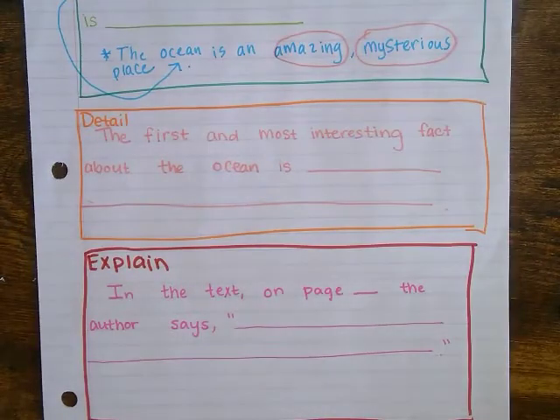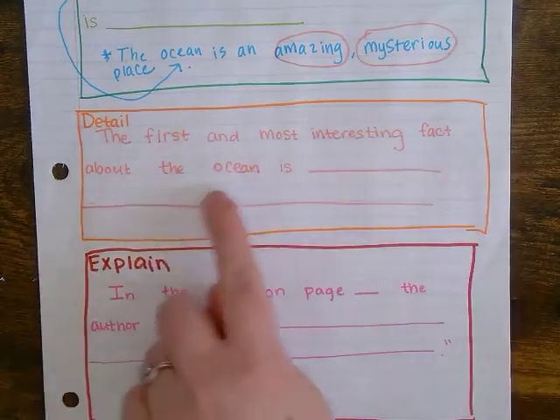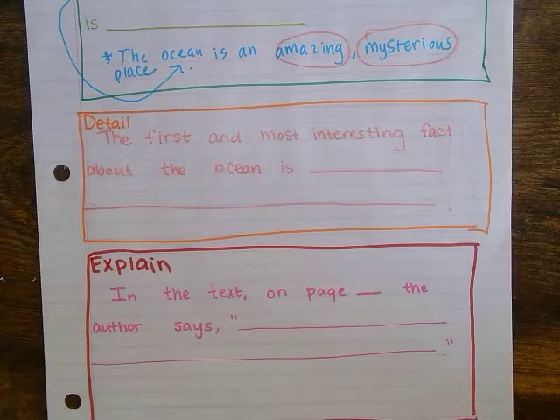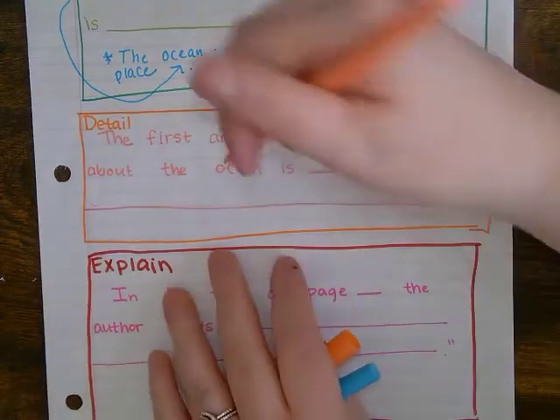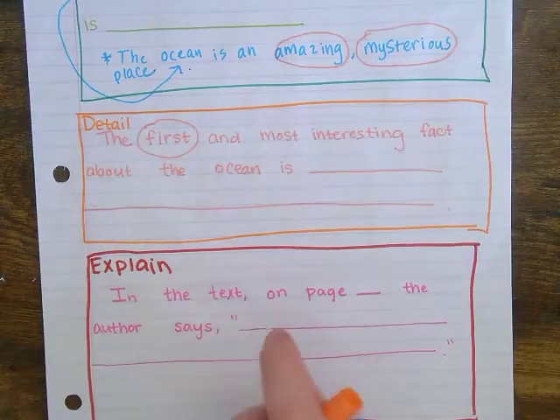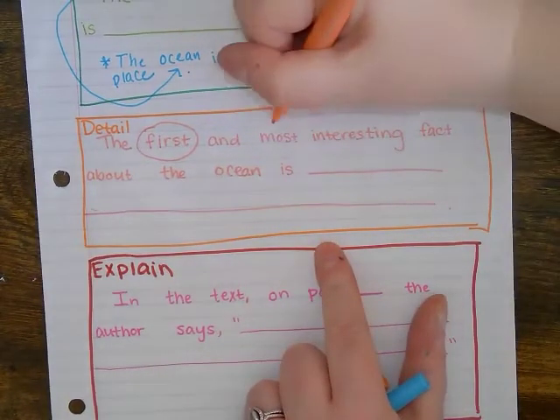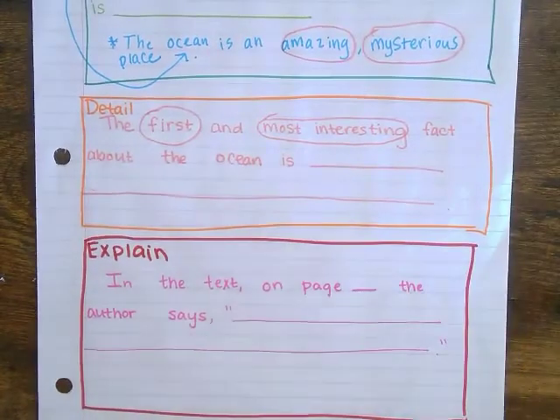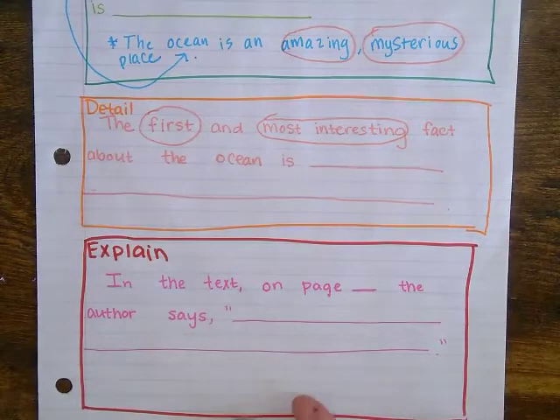For my first detail, I wrote, the first and most interesting fact about the ocean is, and I have a couple of vivid words here as well. See if you can figure out what the vivid word and the transition word in this sentence is. The transition word I included is this one right here, the first. It helps the reader keep track of where they are in the paragraph. And most interesting is kind of a vivid way to describe the fact I'm about to give.